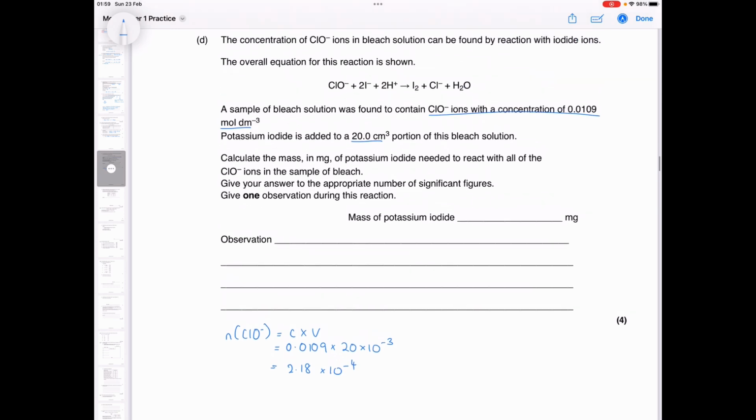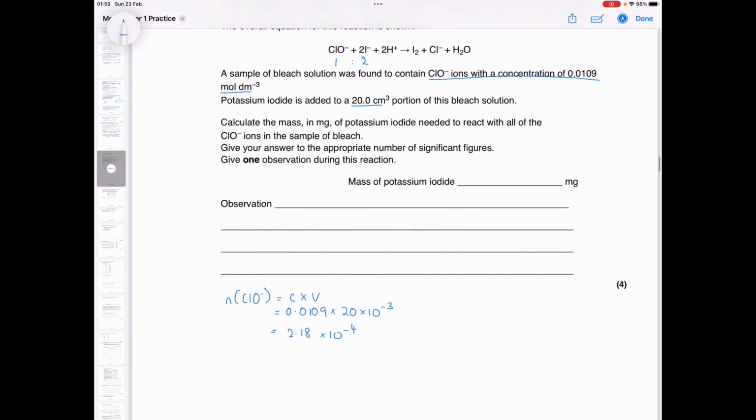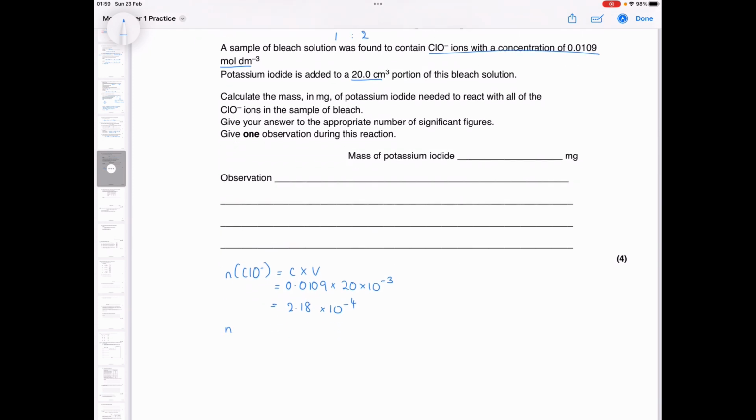And then we need to look at the mole ratio. It's 1 to 2, so we need twice as many moles of potassium iodide. So the number of moles of KI that we need is equal to this, 2.18 times 10 to the minus 4 times 2. So that is 4.36 times 10 to the minus 4.